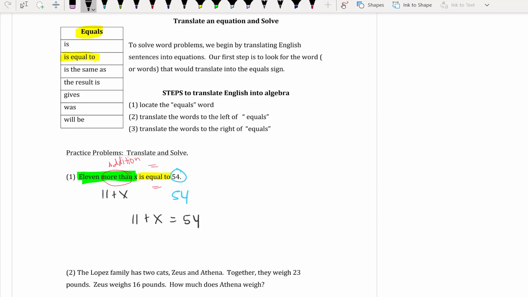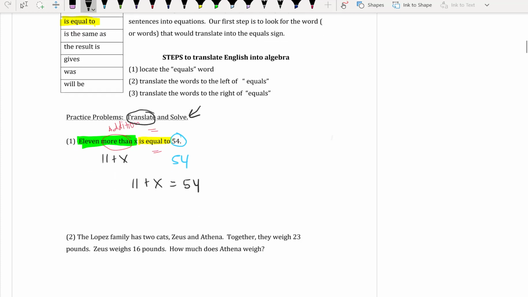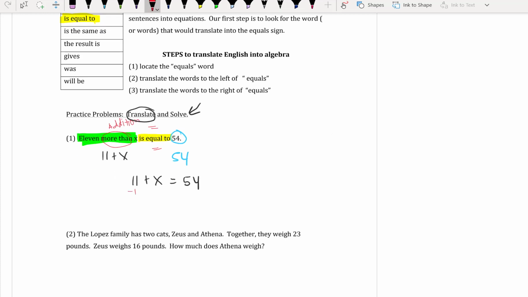So not only did I translate the equation, or that sentence, but now I also have to solve it. So I'm going to have to subtract 11 from both sides to get the x by itself. And so I have 54 minus 11, which is going to give me a 43. So I have that x is equal to a positive 43.